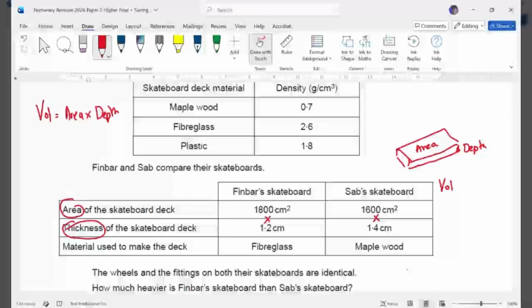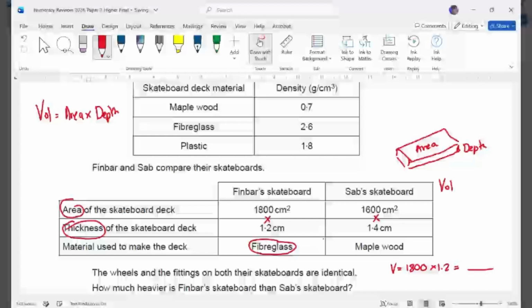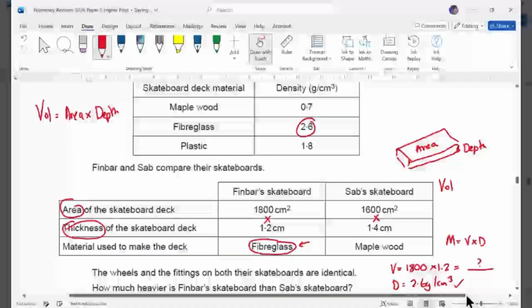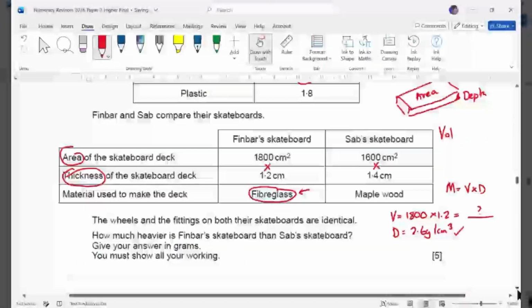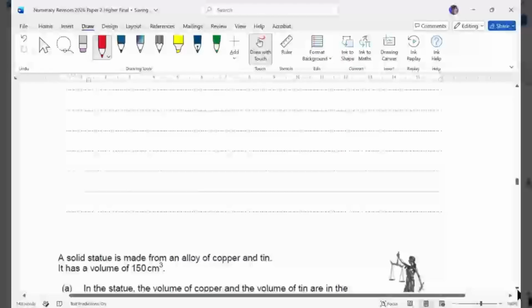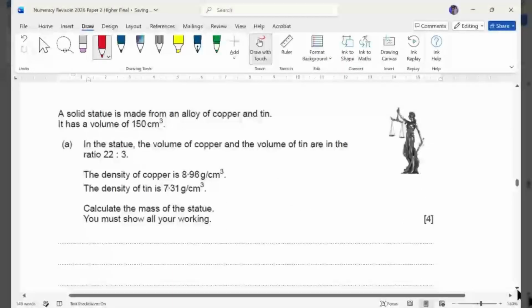So this question says, how much heavier is Finbar's skateboard than Sab's skateboard? Once we've worked out the volume and we know that it's fiberglass, for example, if we were doing Finbar's skateboard, its volume would be 1,800 times 1.2. Once we know the volume, we also know that it's made of fiberglass, which has a density of 2.6 grams per centimetre cubed, and we are being asked for the mass. And to get the mass, it's the volume times the density. So whatever your answer to this is, times this. You do the same for Sab, but using Maplewood, and work out who has the heavier skateboard. Lovely.